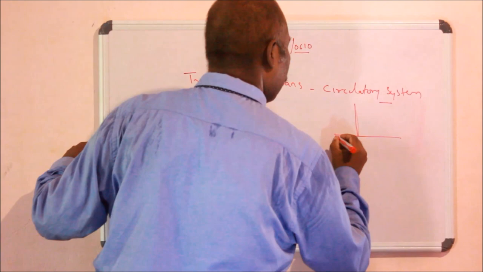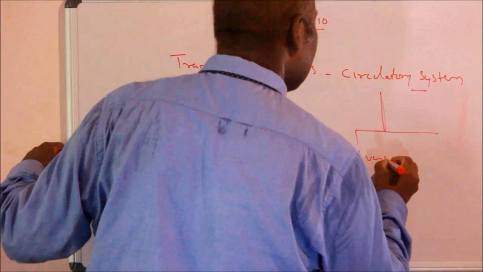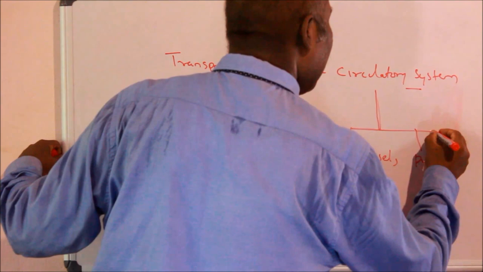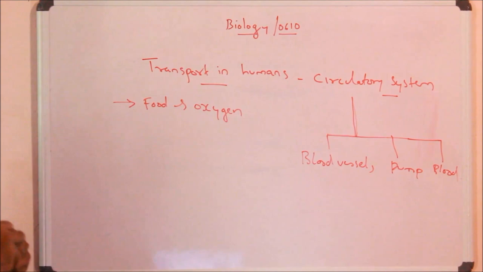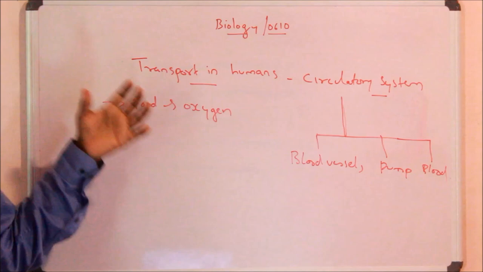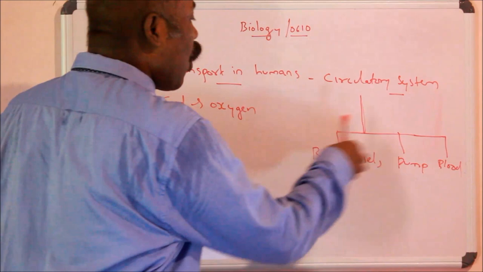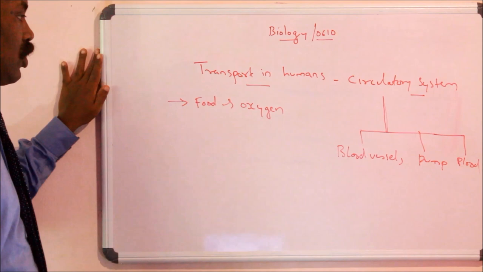It consists of blood vessels, a pump, and a medium of transport, that is the blood. The circulatory system consists of blood vessels, a pump, which is the heart, and blood. We will go into detail of these three in the coming session. So, transport in humans, circulatory system.